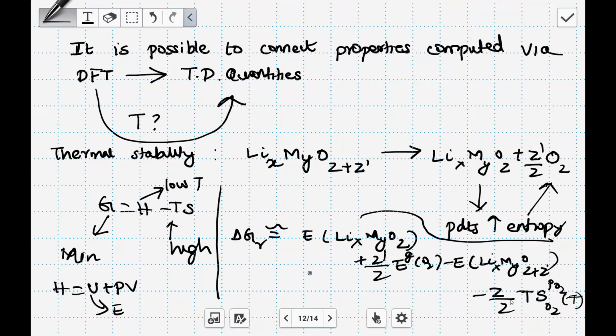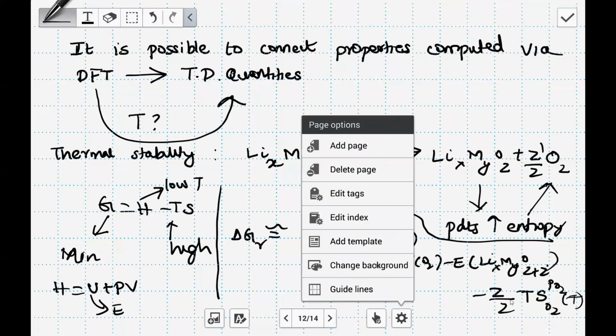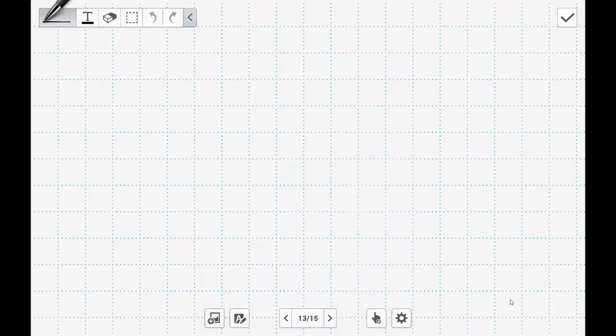What are the things which we can get from DFT? In fact, all these things can be obtained from DFT. For understanding, this is just like binding energies, so this is not a big deal. Internal energies, you can easily do a calculation. But you have to know a little bit more on two aspects. One is, how do you get entropy?